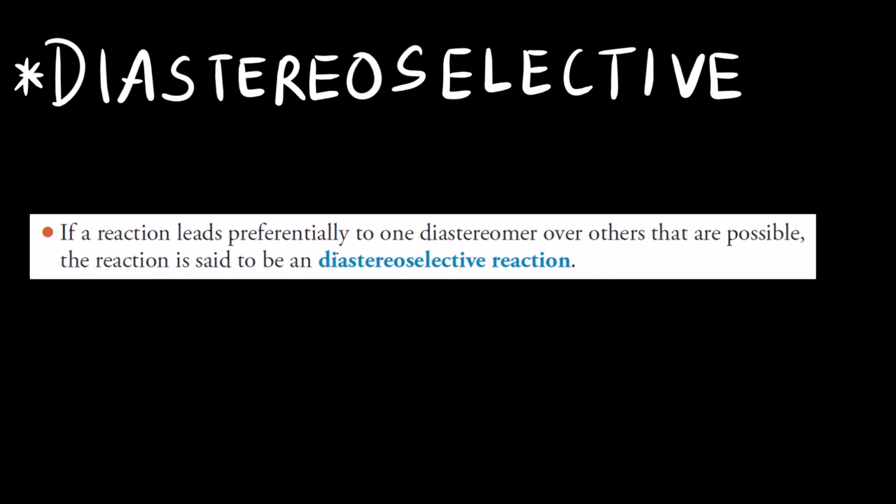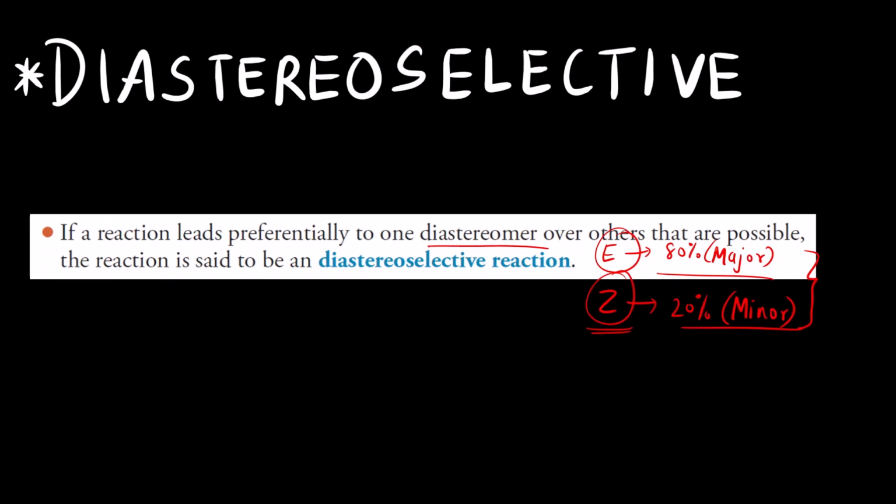If a reaction leads preferentially to one diastereomer, let's say the E isomer is formed as 80%, that is the major product, and the Z isomer is formed as the remaining 20%. Both E and Z are, we know, diastereomers. So if a reaction leads preferentially to one diastereomer over the other, then the reaction is called diastereo because diastereomers are formed, and selective because one of the diastereomers is major and another is a minor product.